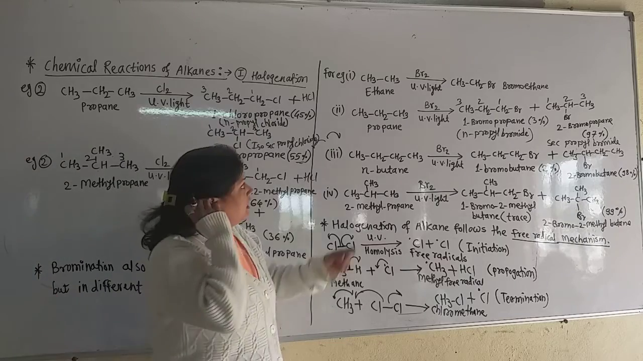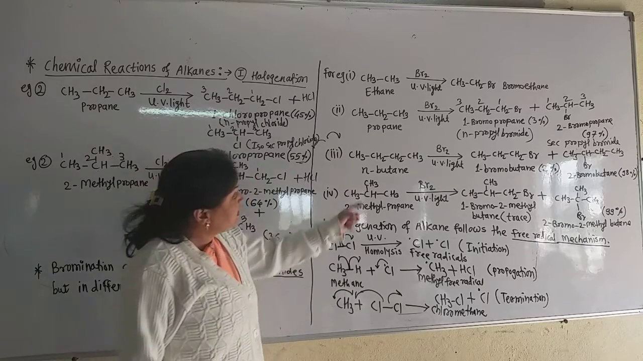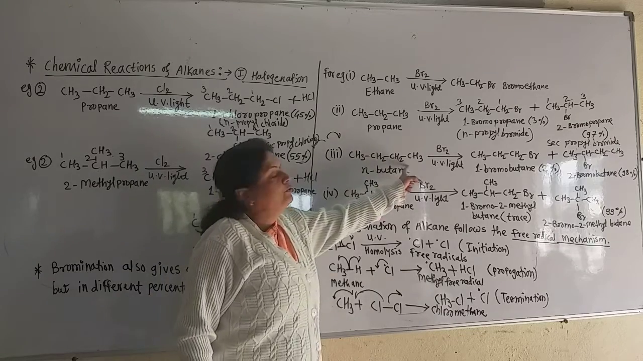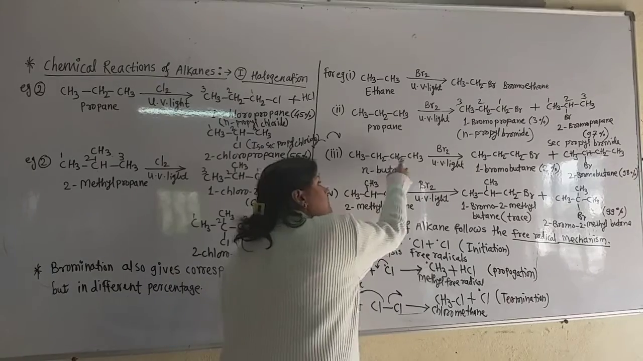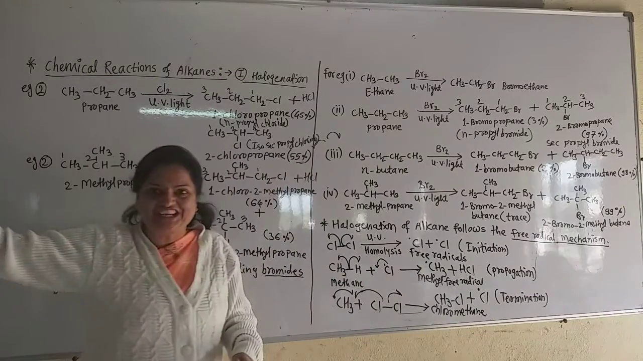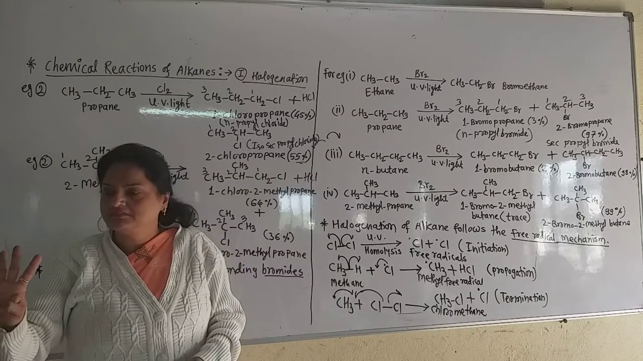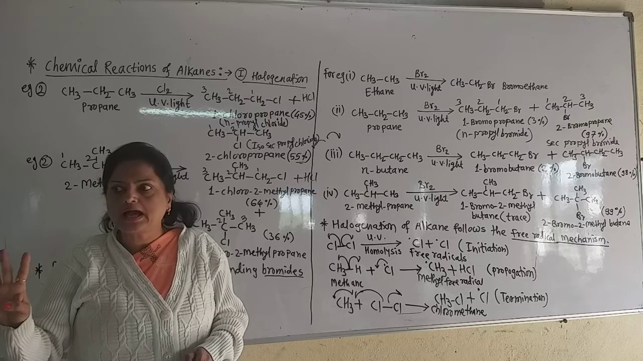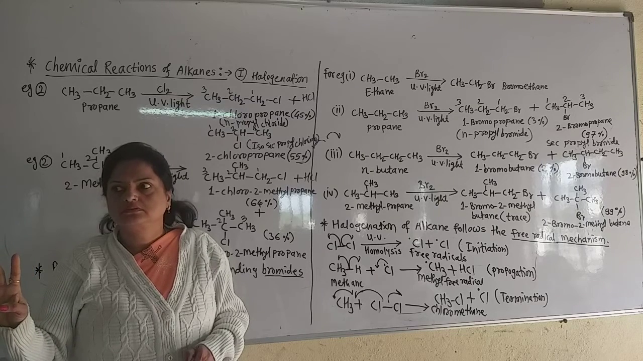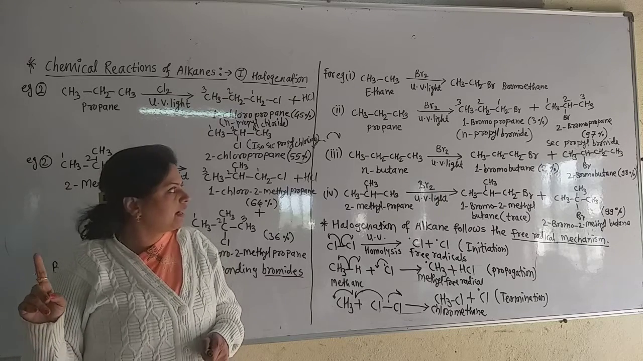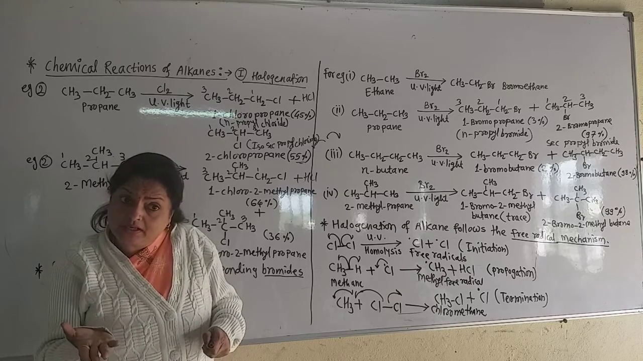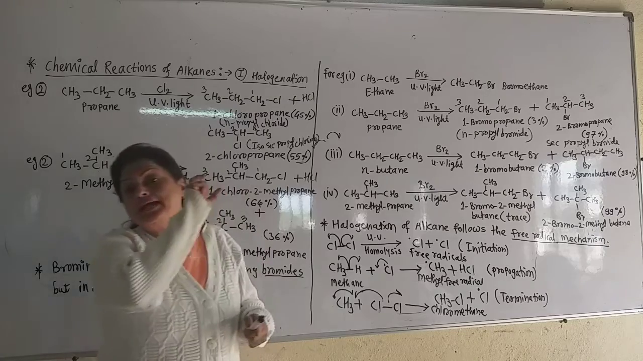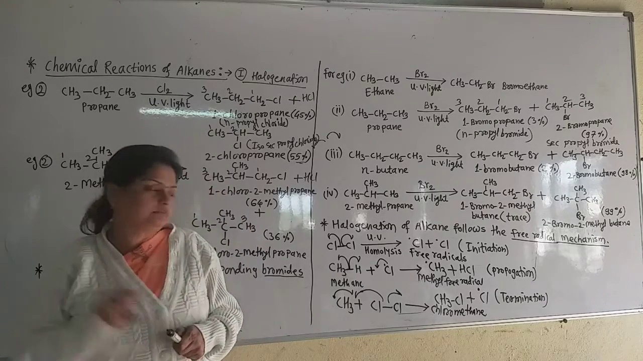Now see the third example. What is this? This is normal butane. Why do I call it normal butane? Because all the carbons are in a straight chain and they contain 4 carbon atoms. So it is butane. But why is it n-butane? Because all the 4 carbon atoms are in a straight chain.